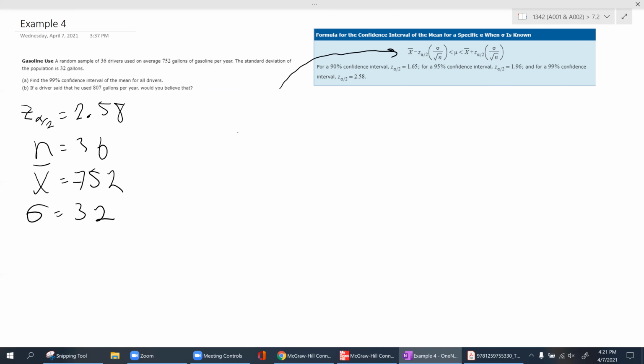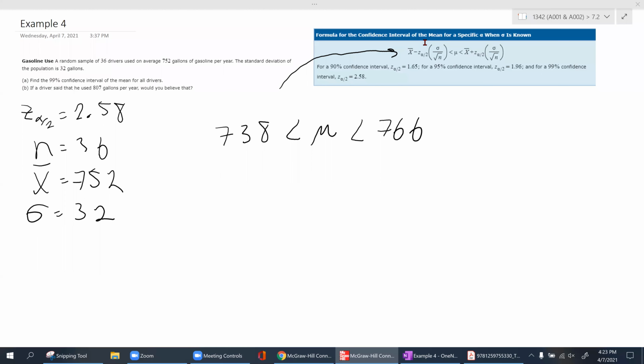When you work these out together, please work this one out, and you should get mu bounded between 738 and 766. So your mu is bounded between 738 and 766. Very, very nice.